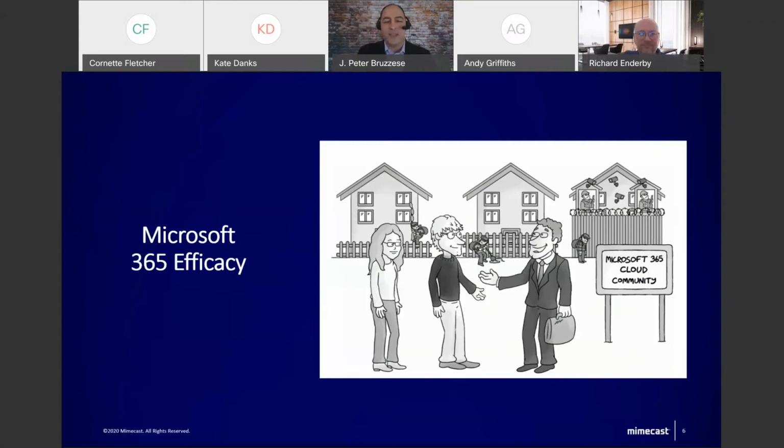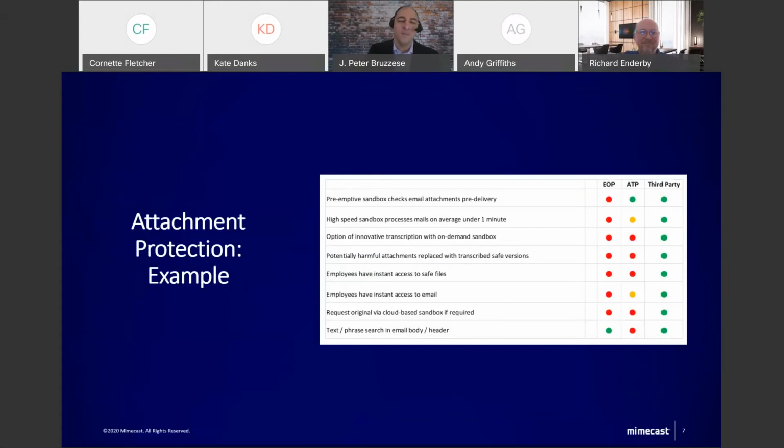But yes, you're right. We need data, and that's where, here's one example of some of the things I was just talking about, whether it's EOP, ATP, or Defender for 365, and then third-party solutions like Mimecast. If you look at this right here, this is just attachment protection. We could have more and more charts for every subject, whether it's URL destination scanning type solutions, or whether or not we're talking about things like homoglyphs, and whether or not we're talking about internal email protection or impersonation attacks.